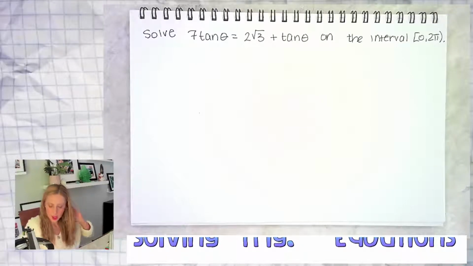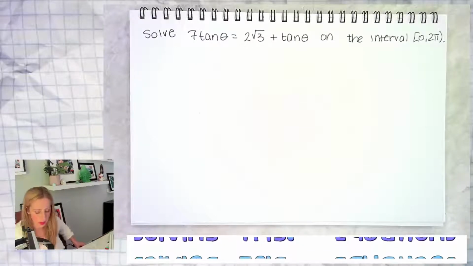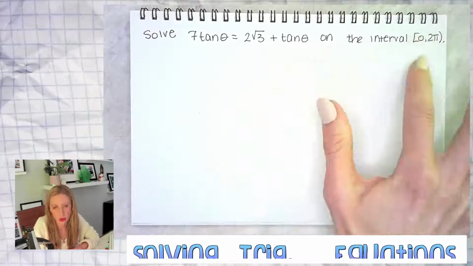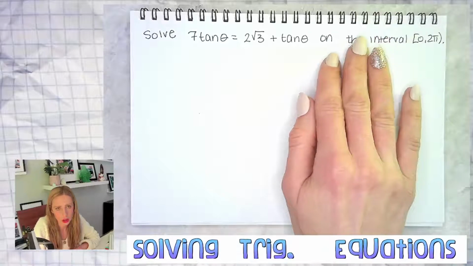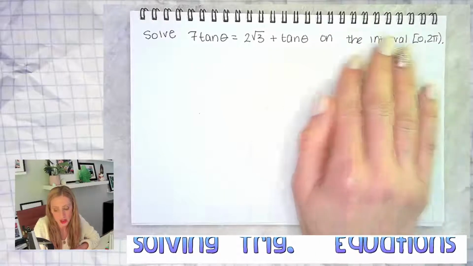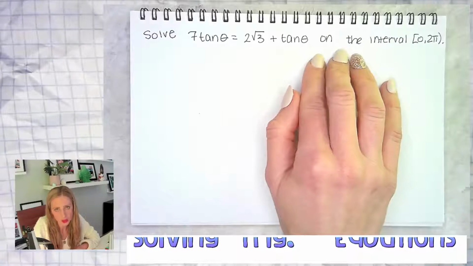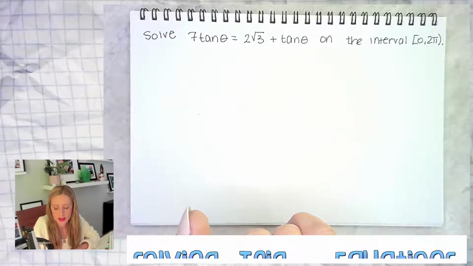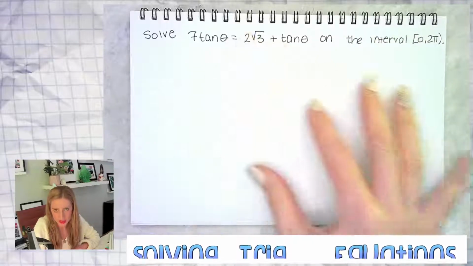All right, this example is solve 7 tan theta equals 2 root 3 plus tan theta on the interval 0 to 2 pi. We're going to next transition from solving on a closed interval to finding what we call general solutions. And that's one extension from this.